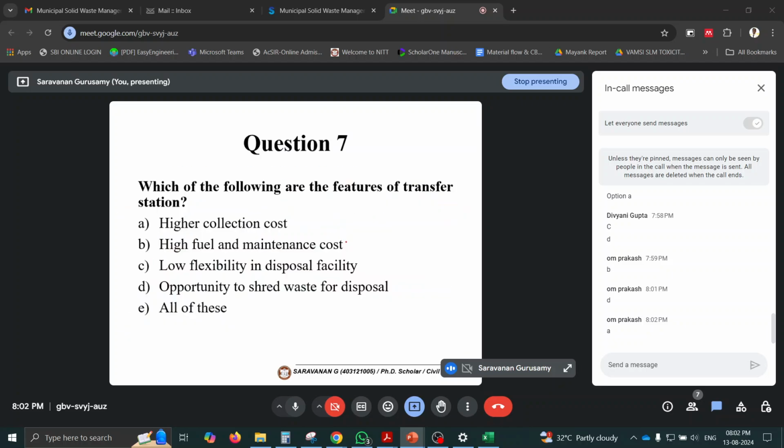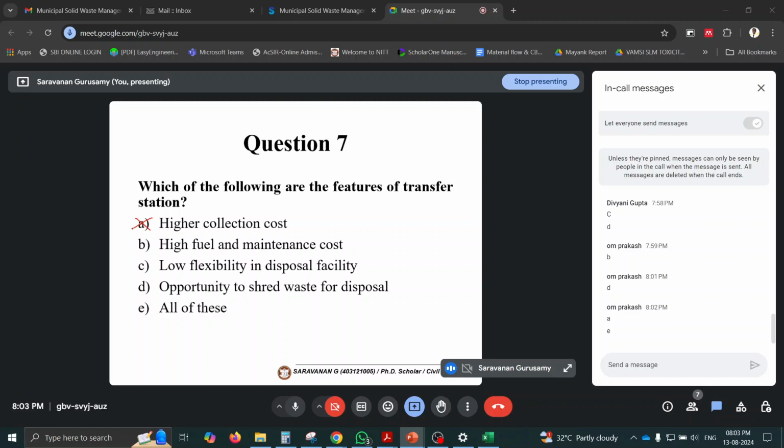Correct. So the seventh question: which of the following are features of a transfer station? Features are advantages or disadvantages. Higher collection cost, high fuel and maintenance cost, low flexibility in disposal facility, opportunity to shred waste for disposal, or all of this. Please check into it. The answer is features of transfer station. We are constructing a transfer station to reduce the collection cost. So the first is not correct. No, not all of the above.